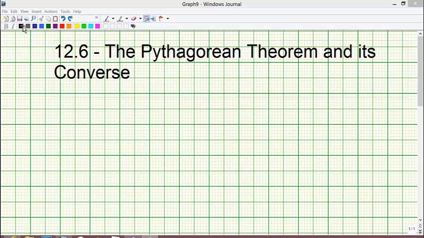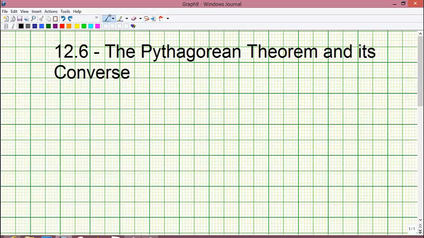Okay, what we're going to look at today is one of the most important, most useful concepts in mathematics. It's the Pythagorean Theorem. So we're looking at section 12.6, the Pythagorean Theorem and its converse. And the first thing we need to do is to actually state what Pythagoras' theorem was.